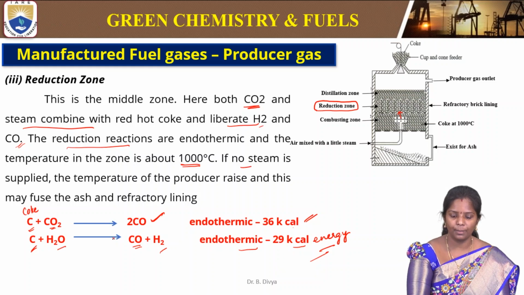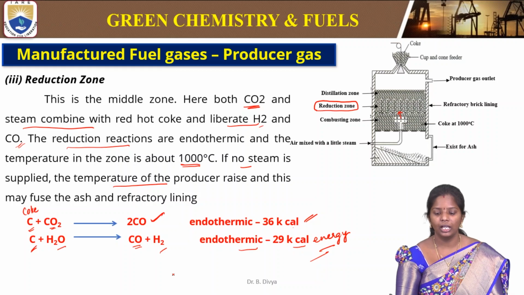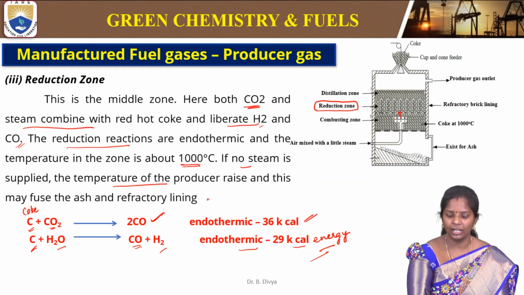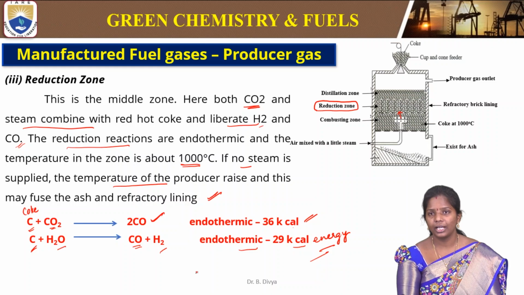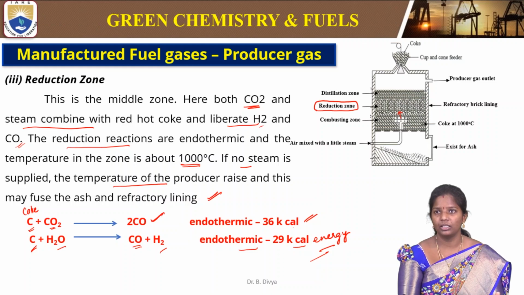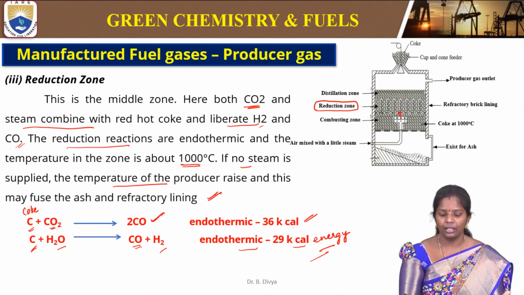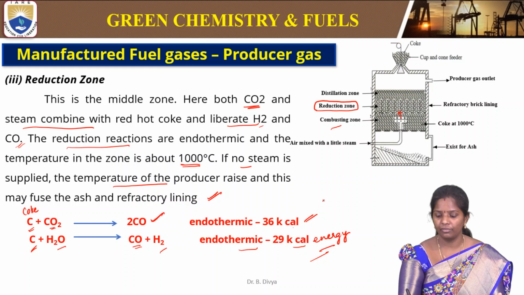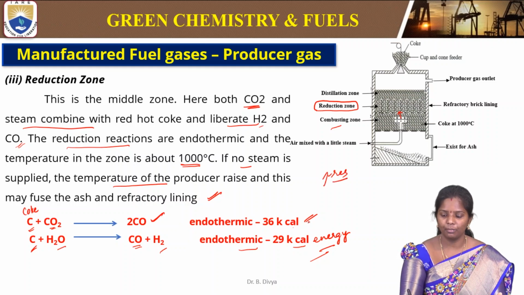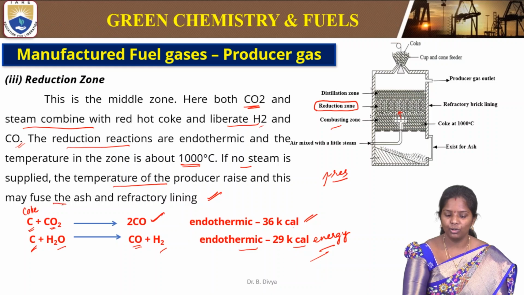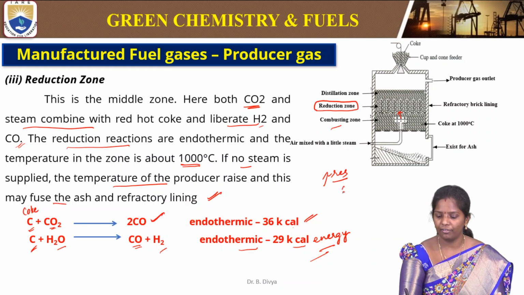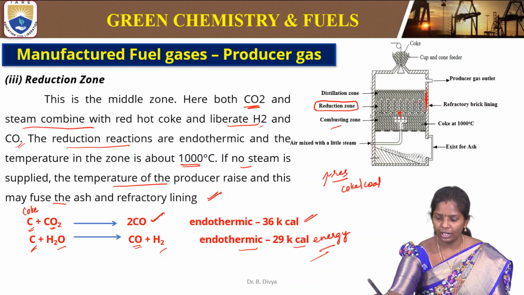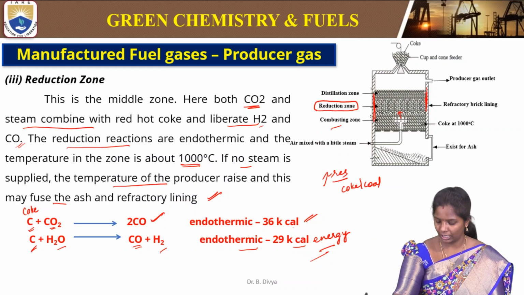If no steam is supplied, the temperature of the producer rises and this may fuse the ash and refractory lining. So what happens if there is no steam from the inlet? There is a rise in temperature because of the combustion reaction. The temperature will keep on rising and fuse the ash already present in the coal or coke with the refractory lining. So that will fuse together and get deposited here, and there is no further reaction taking place.